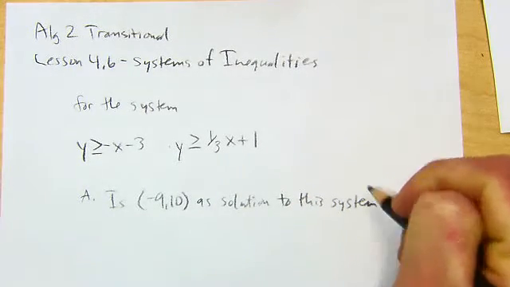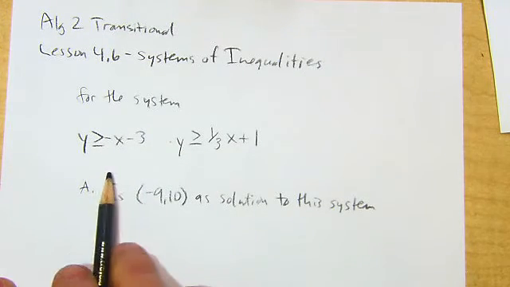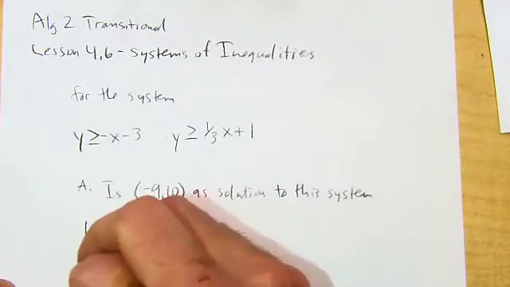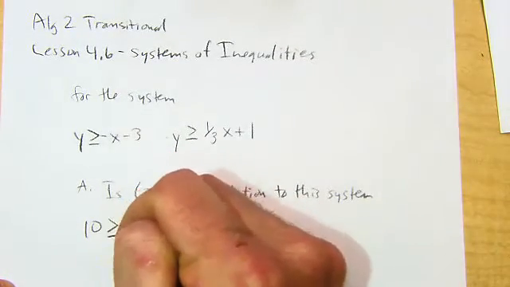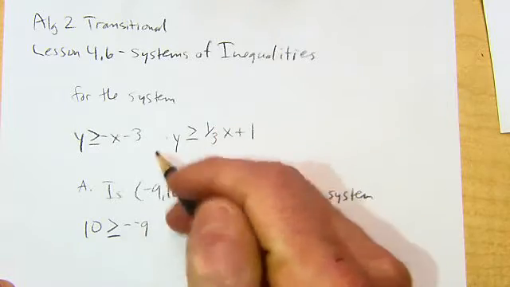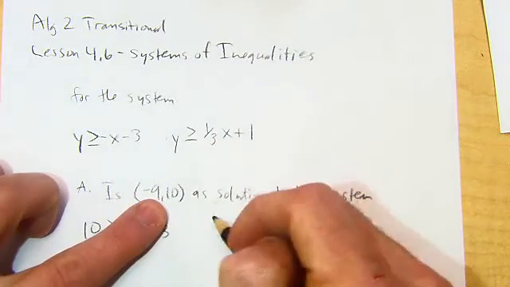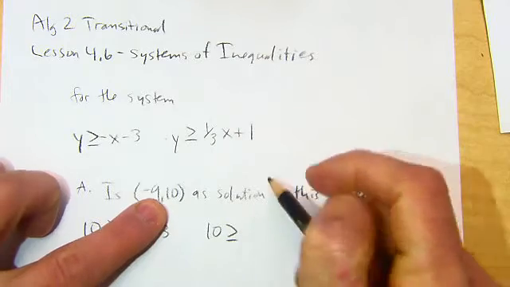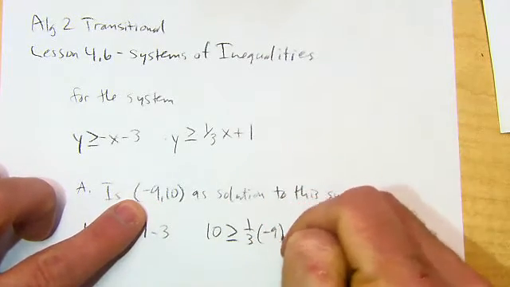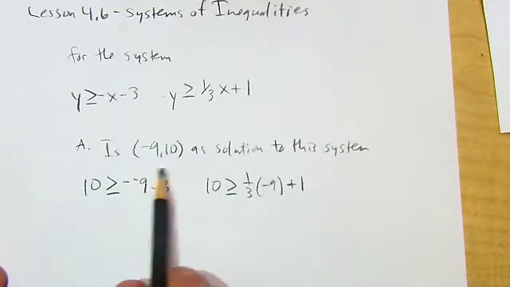And you just got to plug it in to check and see if it makes them true. And it has to make both of them true. So we're going to check each one at a time. So plug in -9 for X and 10 for Y. So I'll put the 10 there, put the -9 to -3. And then I'm going to also plug it in over here, 10 for Y and -9 for the X. See if these are both true.